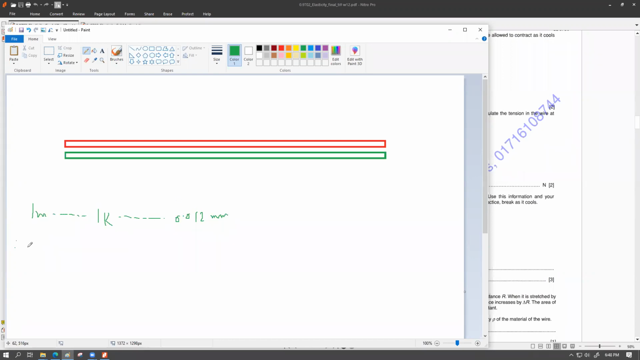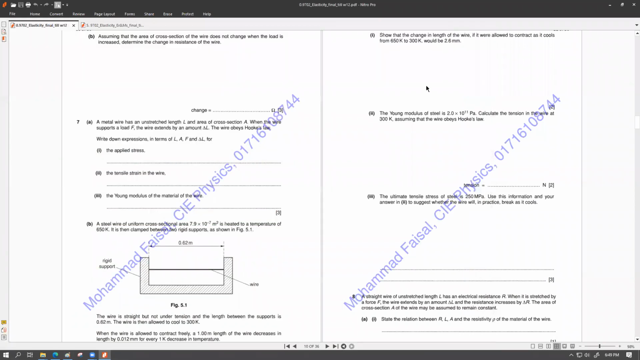So therefore, 0.62 meter for a drop of 350 Kelvin gives us how much? This should be 0.012 multiplied by 0.62 multiplied by 350. If you wonder where this 350 came from, you have to understand one thing: this 1 Kelvin is not the absolute temperature of the wire. This 1 Kelvin is the temperature decrease.